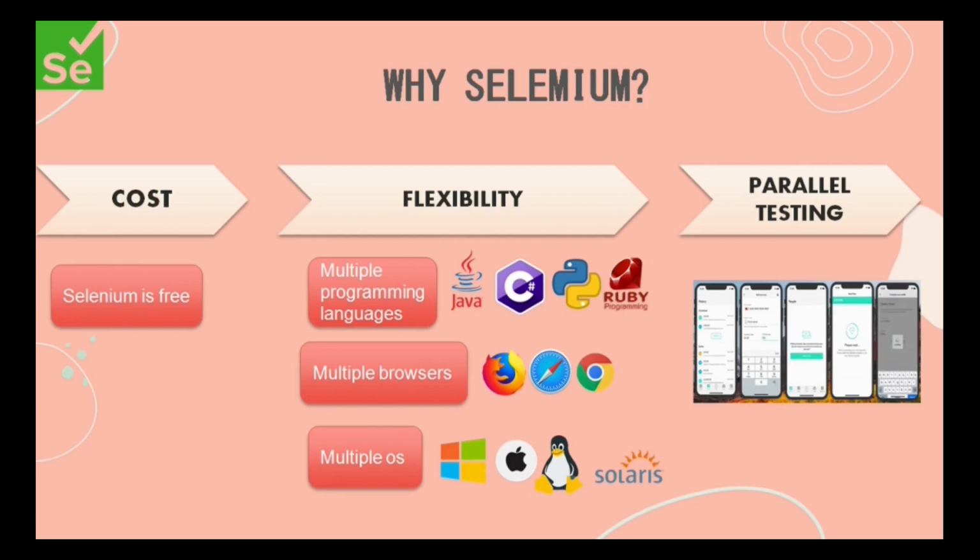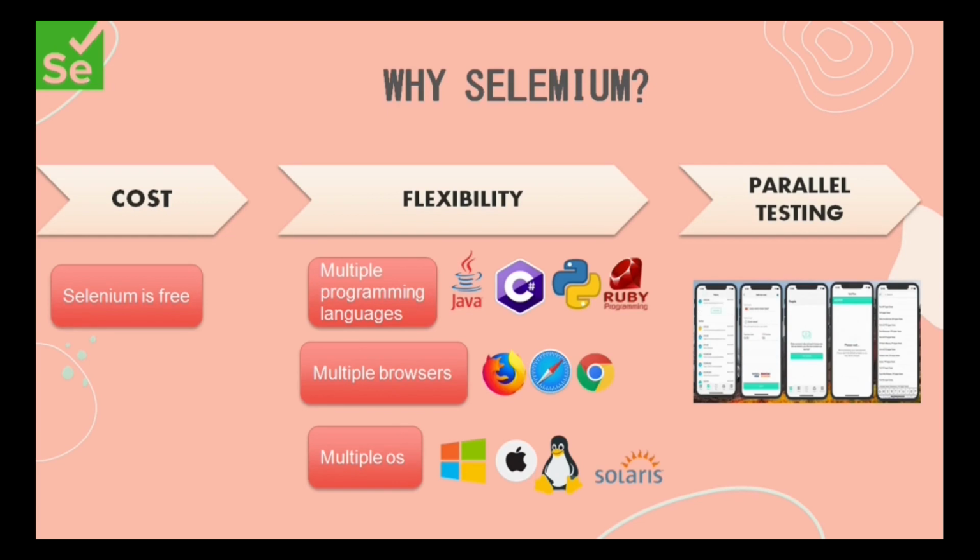Next is the multiple browsers. Selenium supports multiple browsers like Chrome, Firefox, Safari, and many more. Whereas if you take QTP as a tool, it supports only Chrome. It also supports multiple OS like Windows, Linux, Apple, and many more.